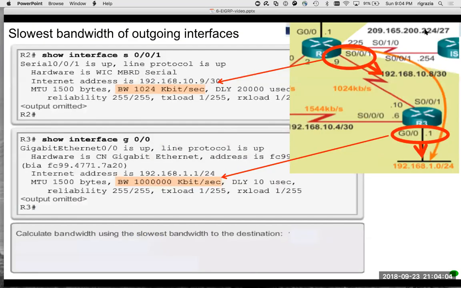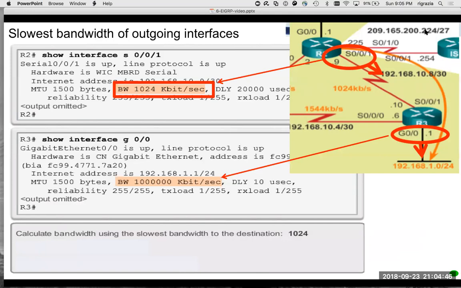But let's just take a look at how it determines, assuming this is the best path, to get to the 192.168.1.0 network. It takes a look at, in this case, the two outgoing interfaces: R2's outgoing interface, serial 0/0/1, and R3's outgoing or egress interface, gigabit 0/0. It's going to look at the bandwidth of both of these and see which one is actually the slowest. The slowest bandwidth is this one right here, the 1024 kilobits per second. So it's going to use that.